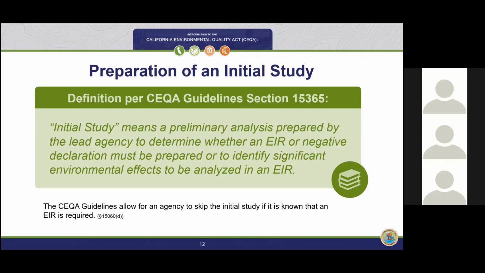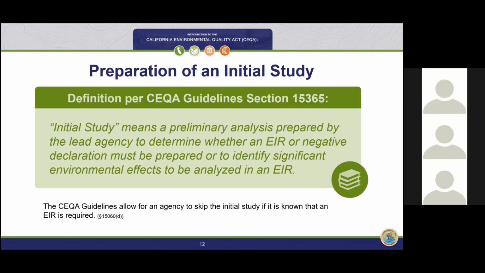Thanks, Alex. So as Alex mentioned, going forward in this presentation and future discussions, you'll hear about CEQA. You'll also hear the term initial study. The initial study is often the starting place for environmental analysis. What we previously discussed was some of the process behind the environmental process. This is actually where the analysis realistically, wholeheartedly begins. Based on the CEQA guidelines, an initial study means a preliminary analysis prepared by the lead agency to determine whether an EIR or negative declaration must be prepared, or to identify significant environmental effects to be analyzed in the EIR.